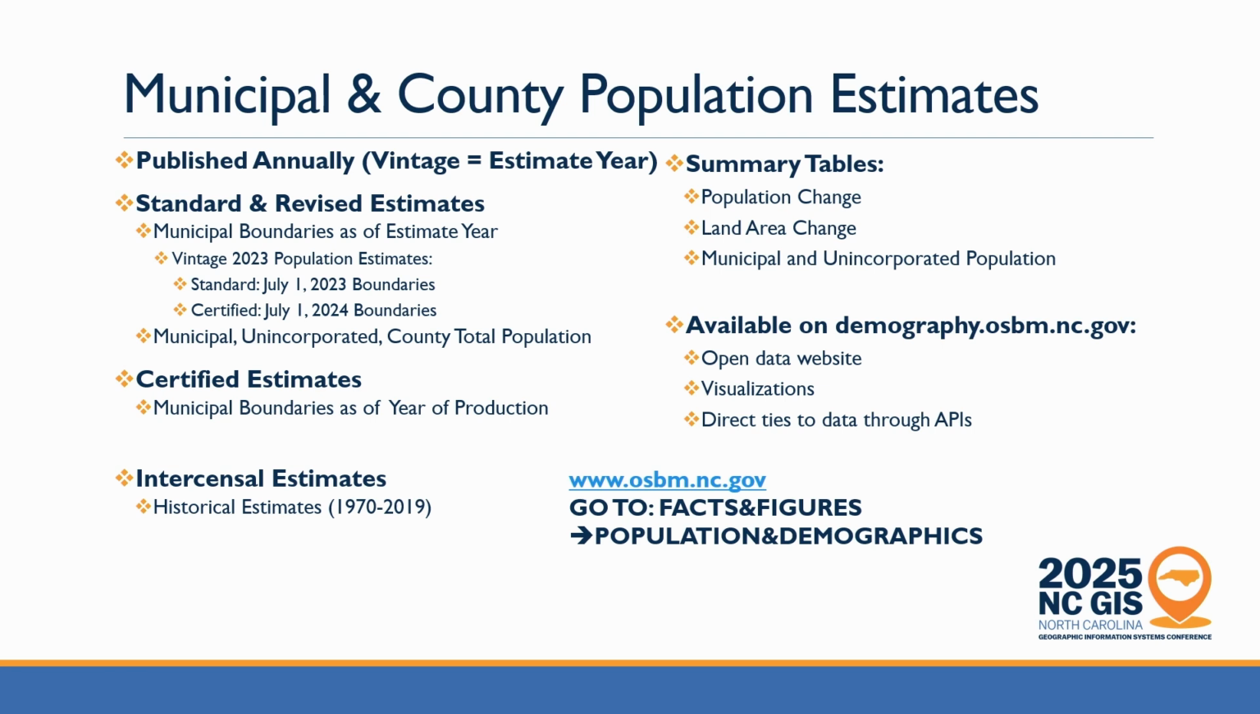Also, on our website are intercensal estimates. If you need historical data going back to 1970, those are available, and they include a bunch of summary tables looking at population change and land area change, mainly annexations for a community, not necessarily geographically based, just tabular, showing land area change, and municipal and unincorporated population in the aggregate for each county. There are several ways of accessing those data. I have the link to our website. If you go to Facts and Figures, Population Demographics, you'll see the data sets there.